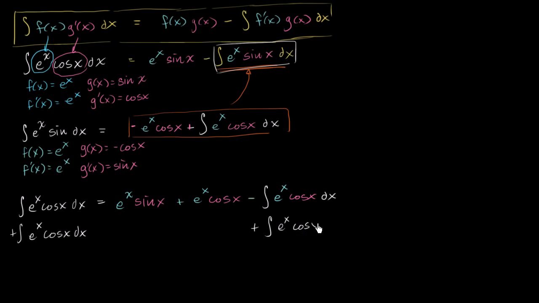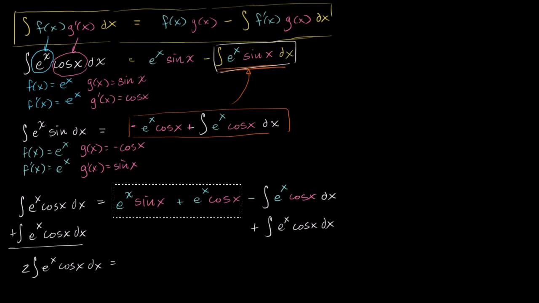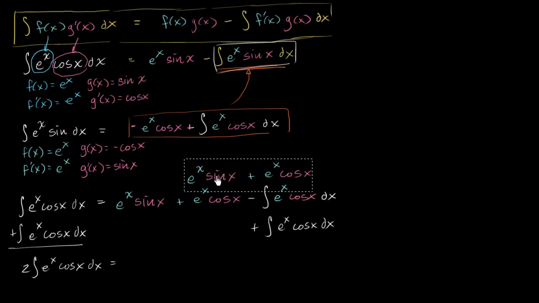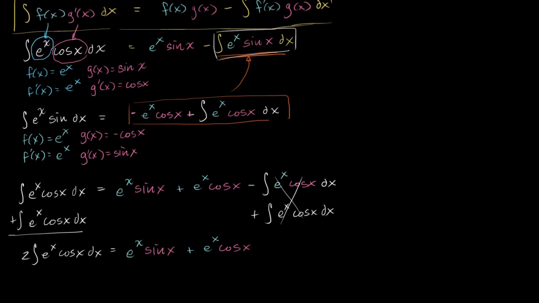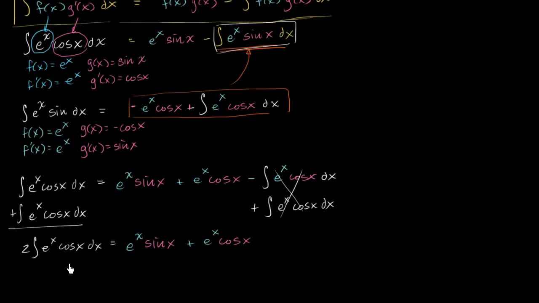E to the x cosine of x dx, and what do you get? Well, on the left-hand side, you have 2 times our original integral, e to the x cosine of x dx, is equal to all of this business. Is equal to this. I'll copy and paste it. It's equal to all of that. And then this part right over here cancels out. And now we can solve for our original expression, the antiderivative of e to the x cosine of x dx. We just have to divide both sides of this, essentially an equation, by 2.